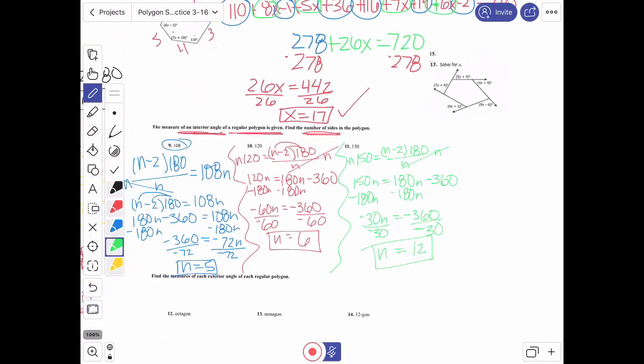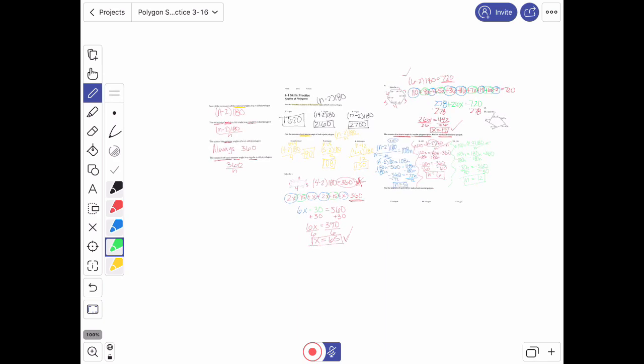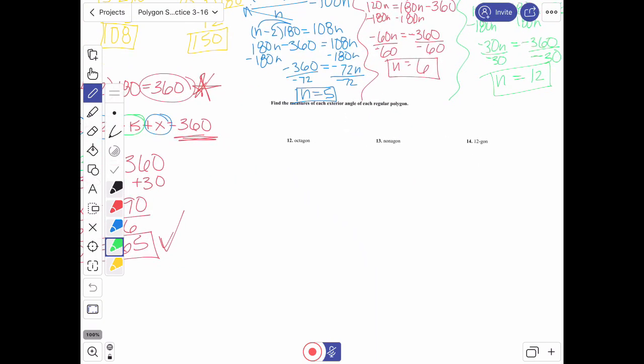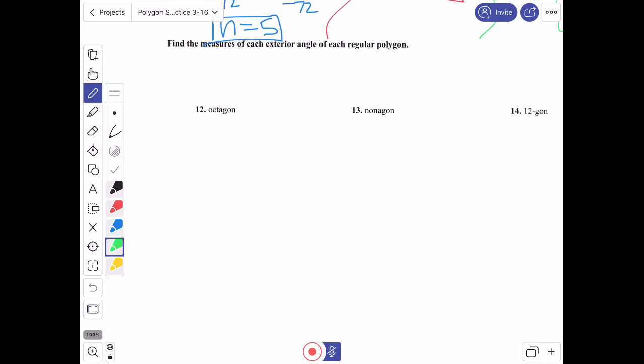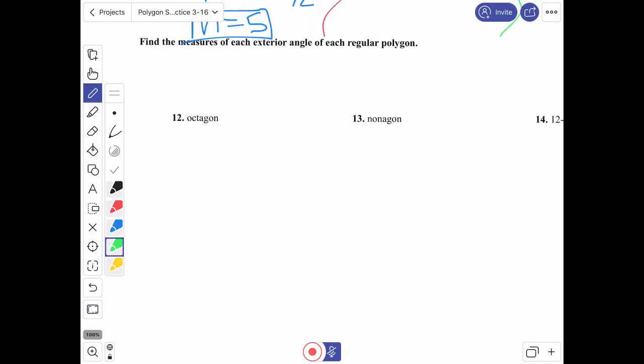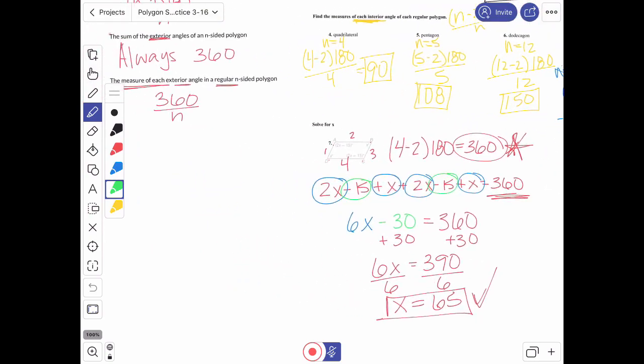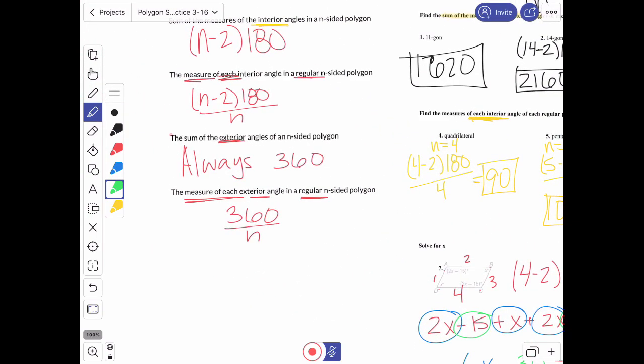Perfect. All right, just a few more. So, wow, that's a lot of work. Really messy. If I look at 12 through 14, my directions are find the measures of each exterior angle in a regular polygon. So when I think about finding each exterior angle in a regular polygon, if we look back at our first notes, I would be thinking about this equation, 360 divided by n.